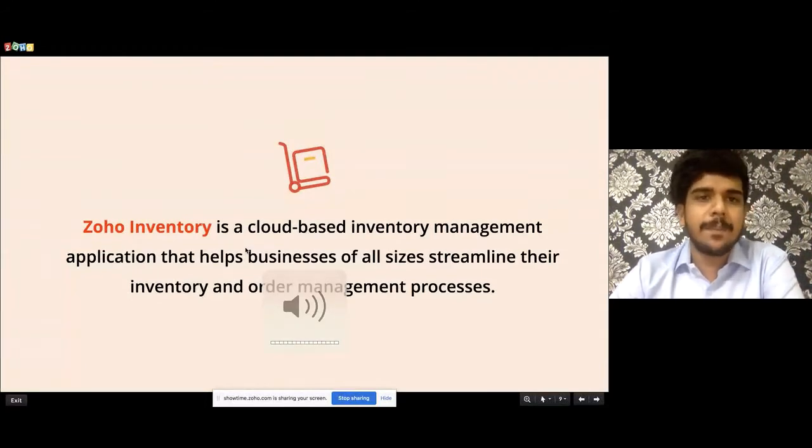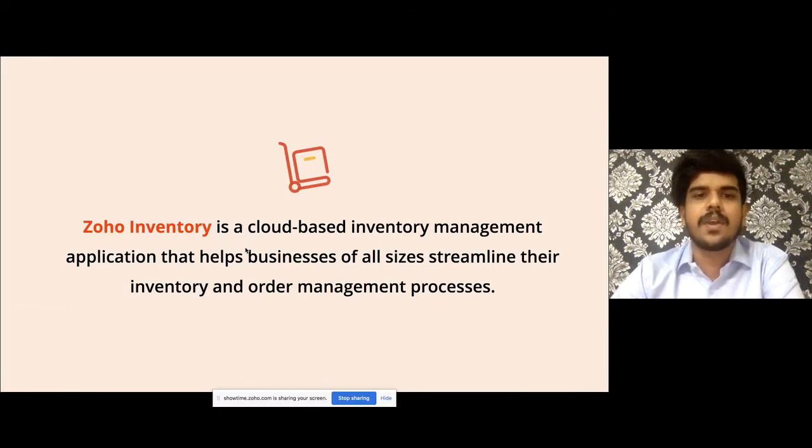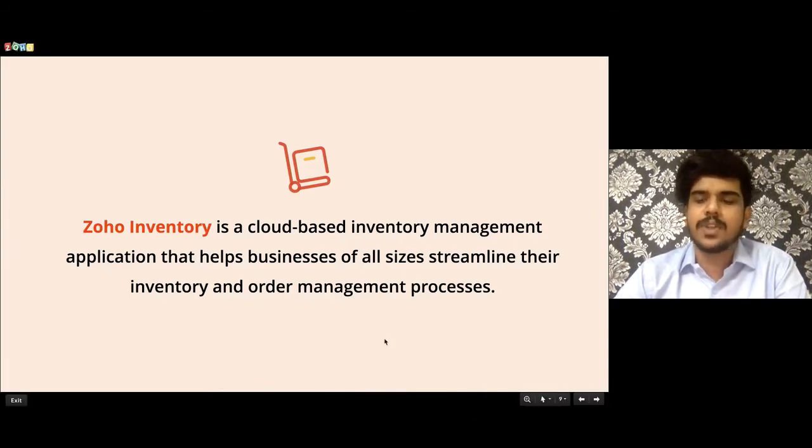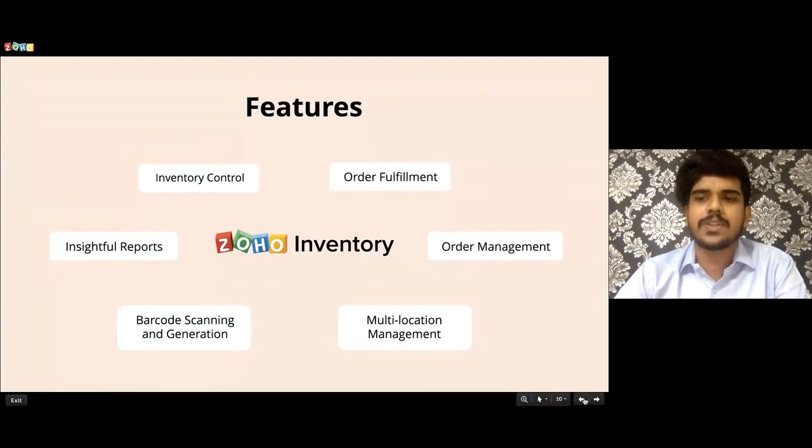So before we dive deep into the session, I want everyone to have a basic understanding of what Zoho Inventory can do for your business. So what is Zoho Inventory? Zoho Inventory is a cloud-based inventory management application that helps businesses of all sizes streamline their inventory and order management process. Using it, you can manage all your orders and your inventory. So let me quickly show you the standout features in the Zoho Inventory application.